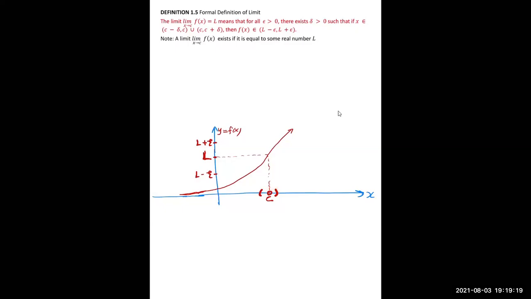So that's the geometric idea. For any epsilon, doesn't matter how small this epsilon is, you should be able to go ahead and find such a delta such that whenever you pick your x value in that neighborhood, your y value should land between L minus epsilon and L plus epsilon. If that is possible for any given epsilon, we say that the limit as x approaches C of f of x is equal to L. Okay, that's the geometric idea here. All right, let's move on.